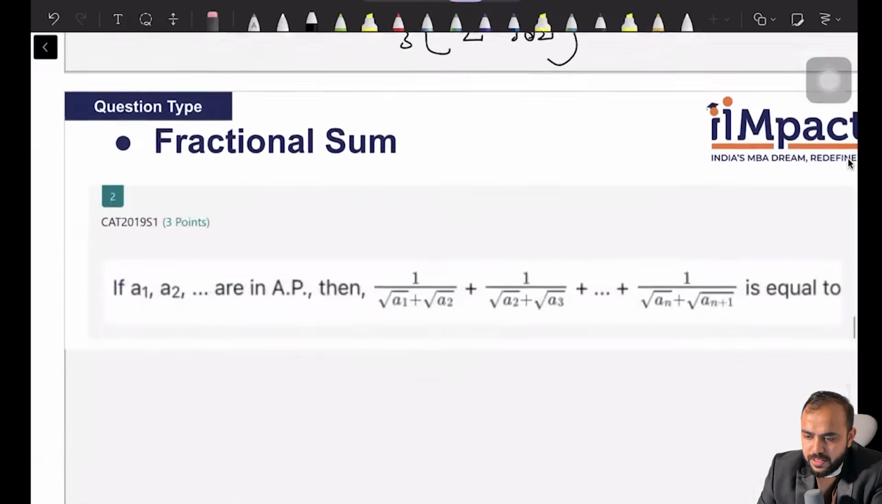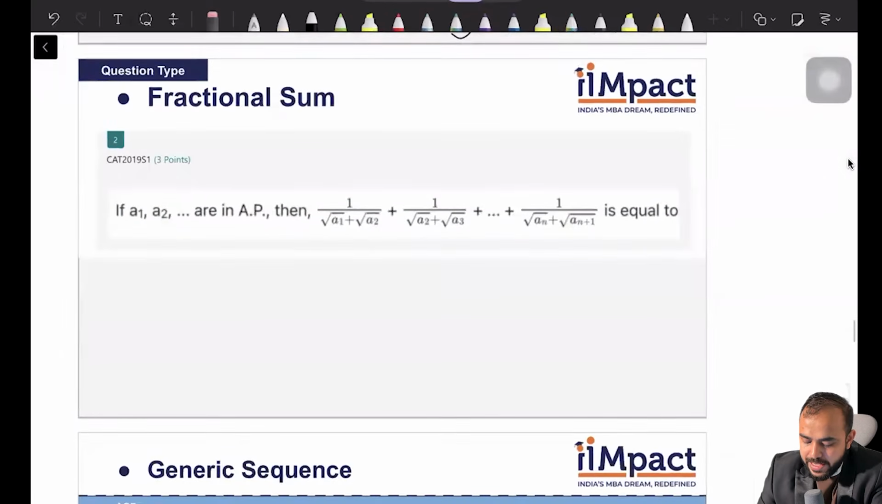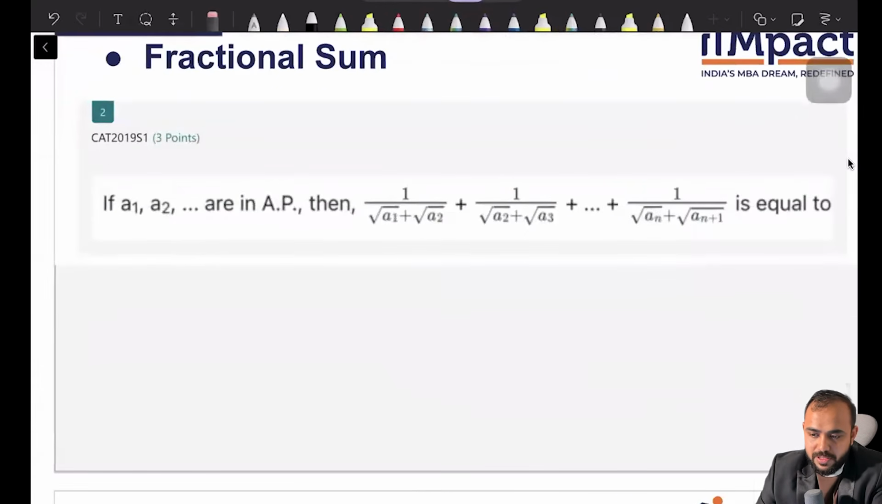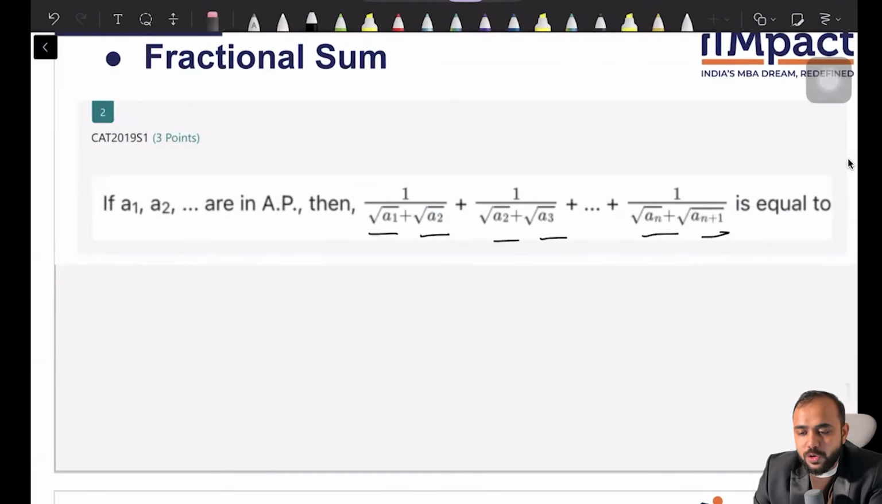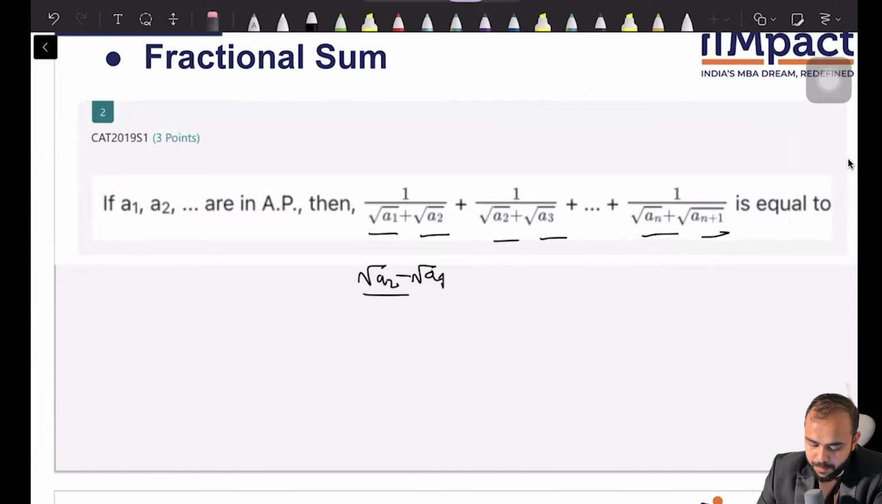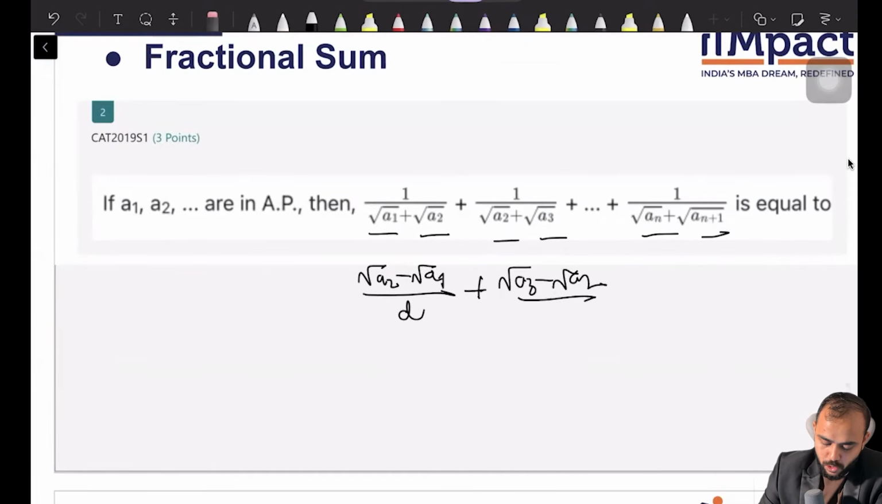Clear on this? This is the second example of your fractional sum. A1, A2s are in AP. You have something which is obviously something I'm not going to deal with at all. Correct. I will convert this. How do I convert this? This becomes root A2 minus root A1 upon A2 minus A1. If I rationalize this, A2 minus A1 is the common difference, plus root A3 minus root A2 upon common difference.